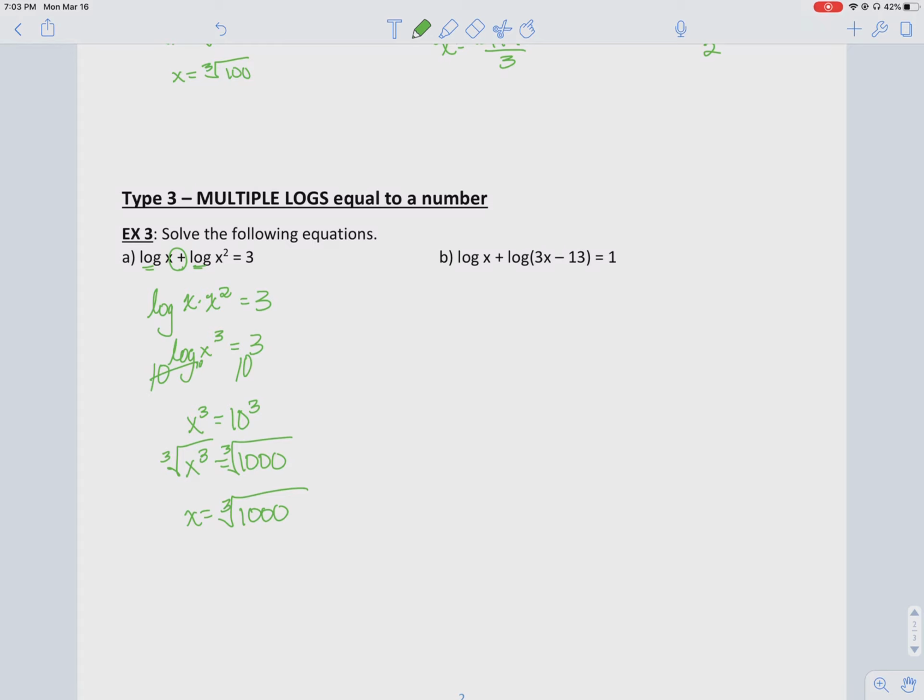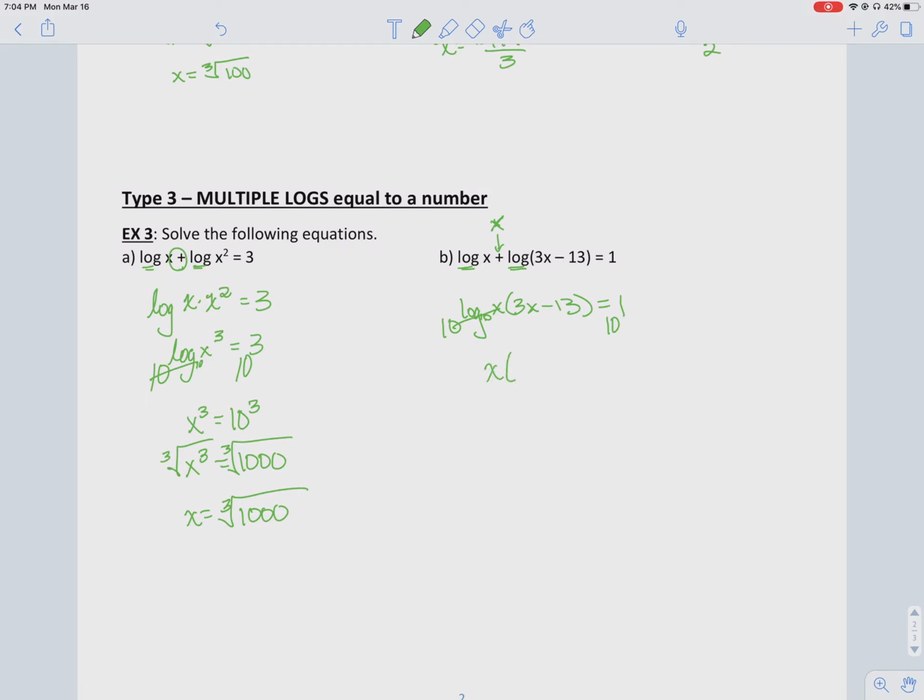All right, one more of these kinds. Again, it's a plus, so plus means times. So we're going to actually multiply those together. So I'm trying to get my two logs to one log. I'm simplifying that side is what I'm doing. x times 3x minus 13 equals 1. All right, and once again, I get to jack it up. It's log base 10, so all of that log stuff disappears.